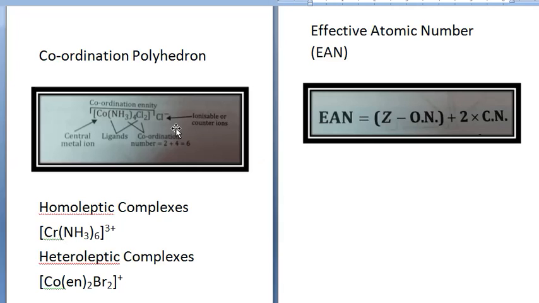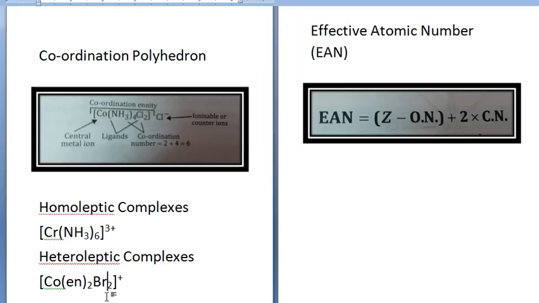Okay. Now the next term is homoleptic complexes. Complexes in which the central metal atom is bonded to only one type of ligand are called homoleptic. Homo means same. Like see here, [Cr(NH3)6]. 6 ligands are there, but all of them are the same type, NH3. Heteroleptic, hetero means different. So a complex in which different types of ligands are there. For example, [Co(en)2Br2]+. In this case, 2 ligands are en and 2 are Br. So 2 different types of ligands are there, so the complex becomes heteroleptic.